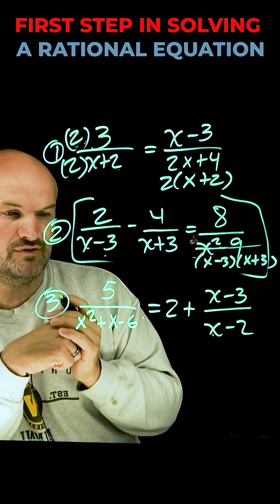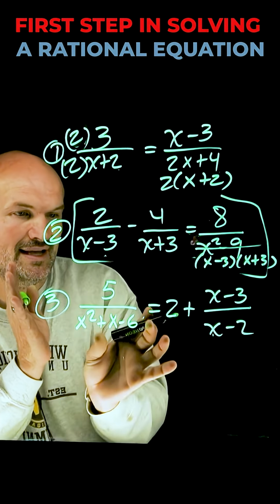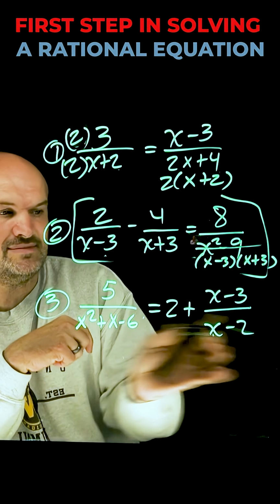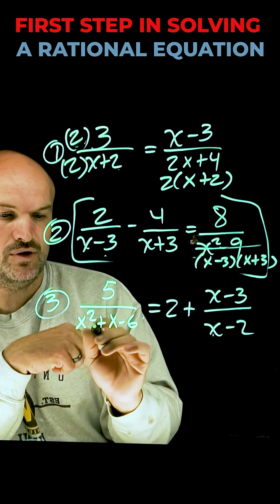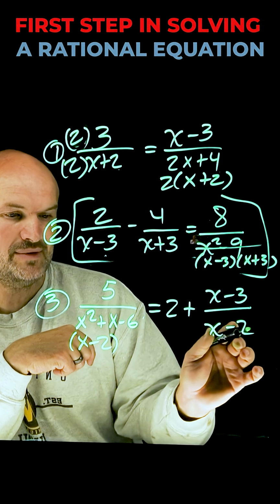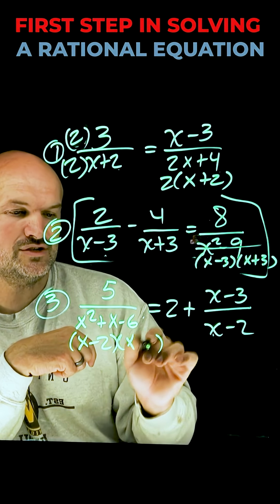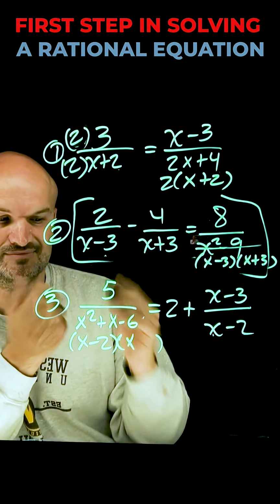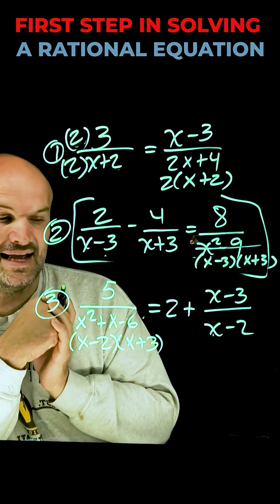I would use that same method over here. In this example, I'm not sure if this is the factored form. It creates my other denominator. So what I want to do is ask, can I factor this using my other denominator? So x minus 2 times what is going to give me x squared plus x minus 6? Hopefully you can see that is going to be x plus 3.